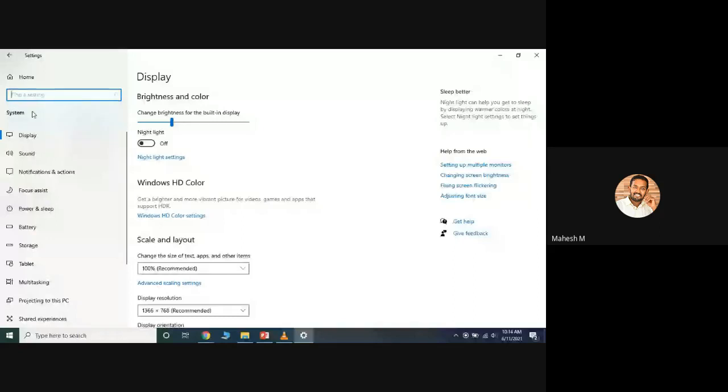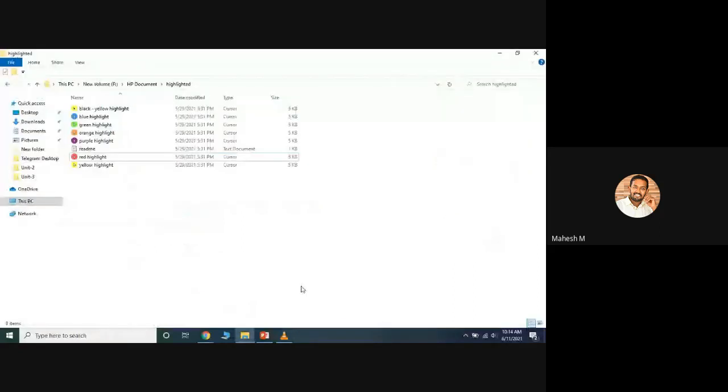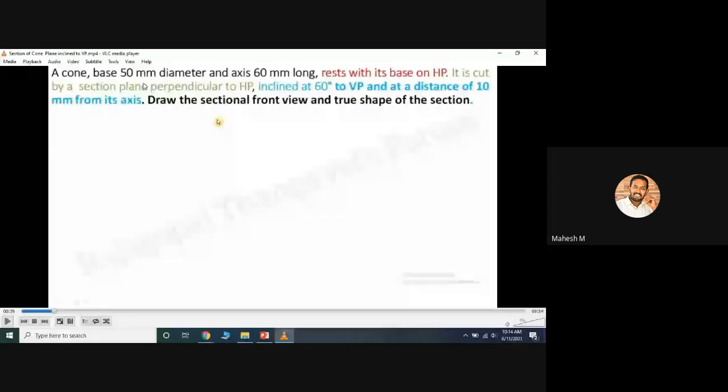Okay, no problem. I'm going to use a different method. So here, please, you'll be having a circle like this. So this is my cursor. So please don't follow this cursor.